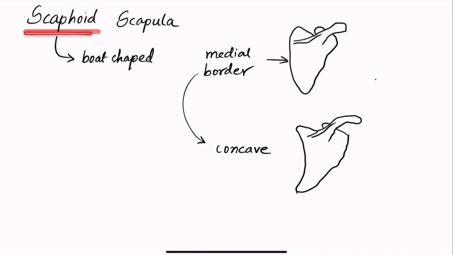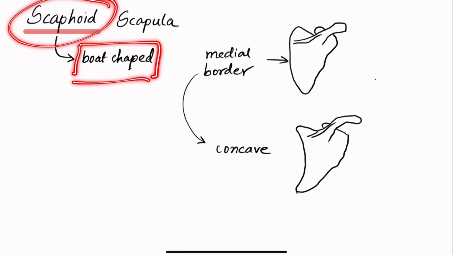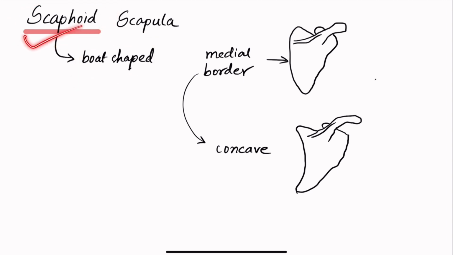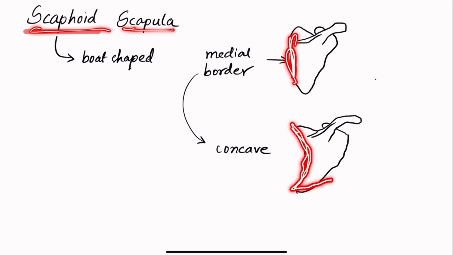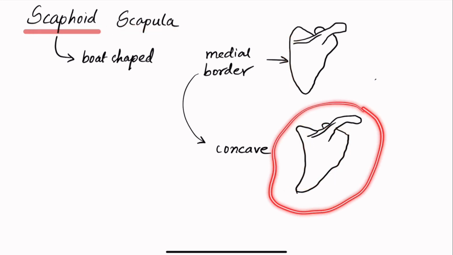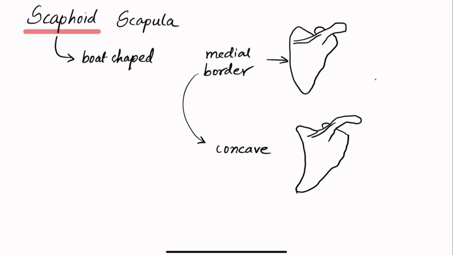Second is scaphoid scapula. Scaphoid refers to boat shaped. During this condition, here's the normal scapula. This is the medial border of the normal scapula, which is almost straight. However, in scaphoid scapula, the medial border becomes concave. That is why it looks like a boat. And this scapula right here is called the scaphoid scapula.